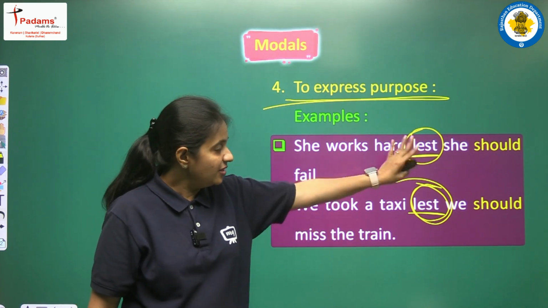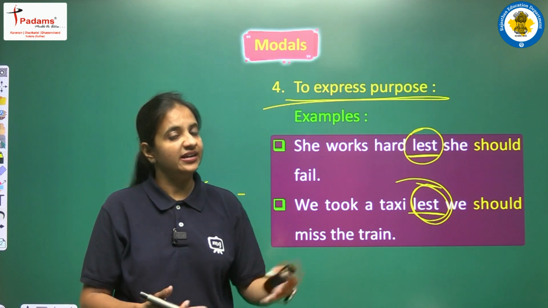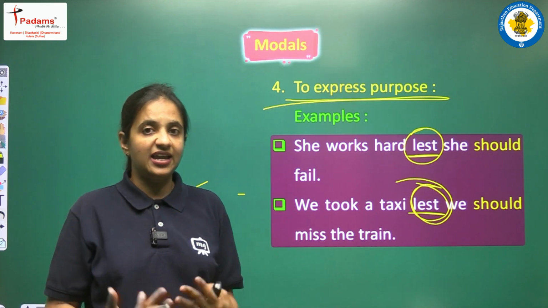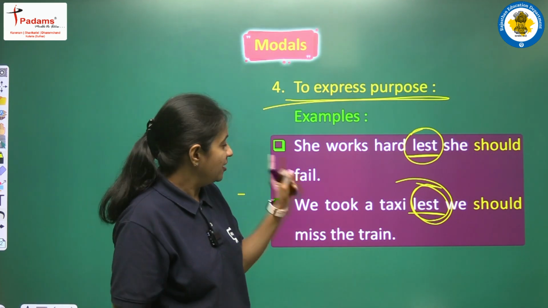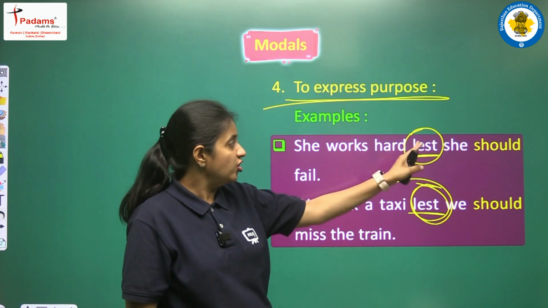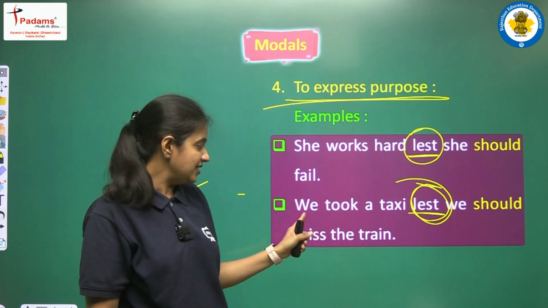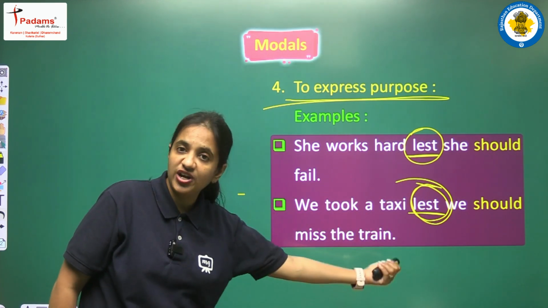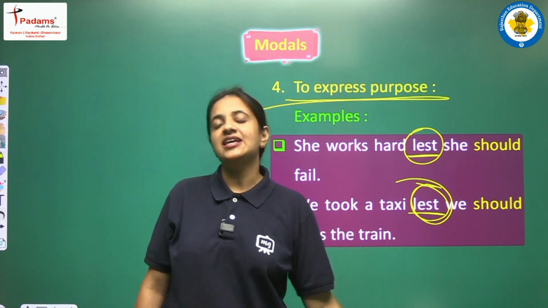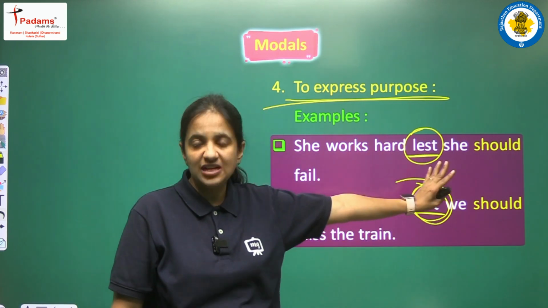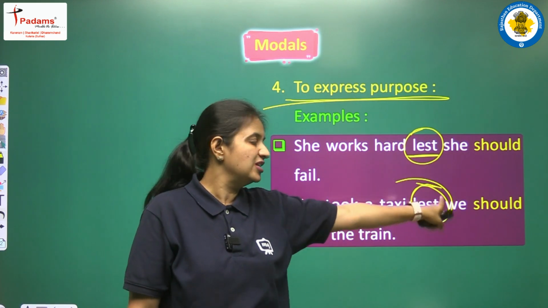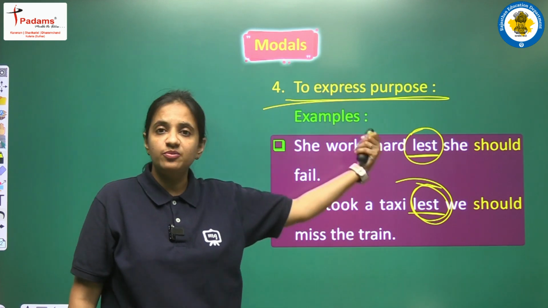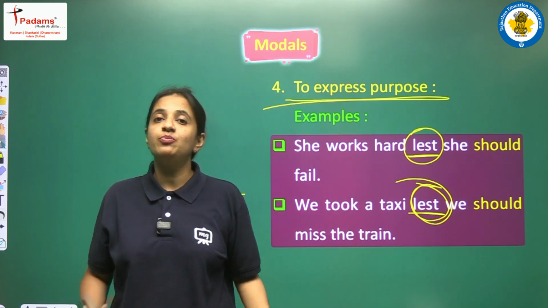Okay, so we can say that purpose will be in the negative form. In the sentence there is no not, no negative word, but when we see the meaning of the sentence, how are we taking that meaning? We are saying that she works hard. Why? Because she did not want to fail. We are saying that we took a taxi. Why? Because we did not want to miss the train. So this is the meaning of the sentence, and for that too we have to follow the structure. We have to use should and we have to use this word that is lest. So with the help of this structure we can use should to express purpose, to indicate someone's purpose.